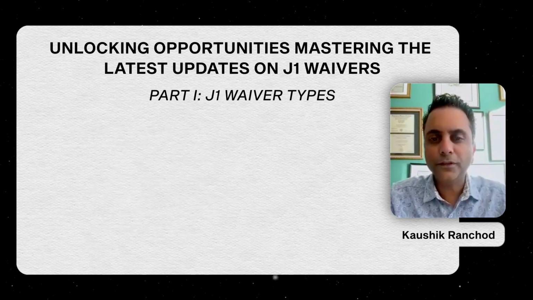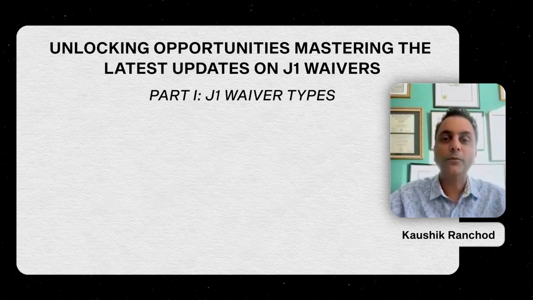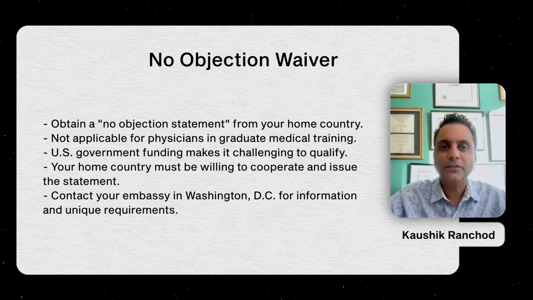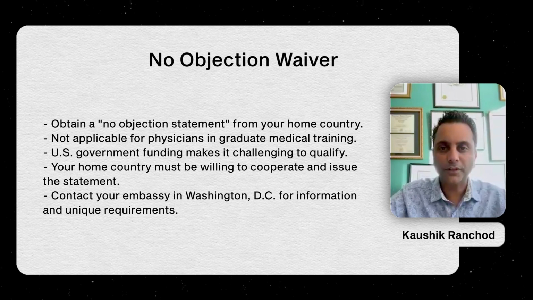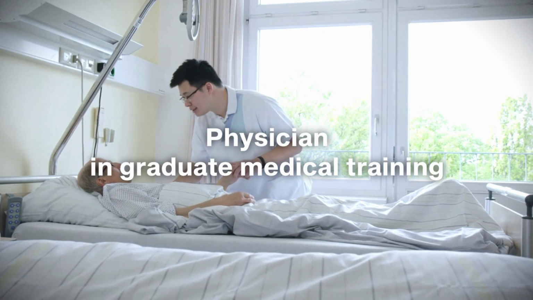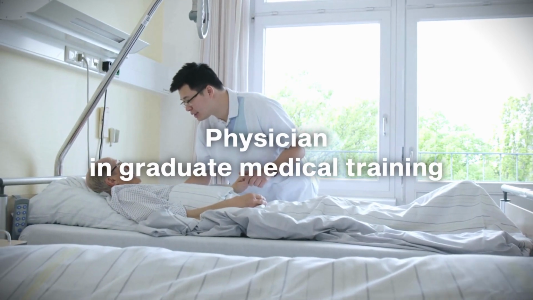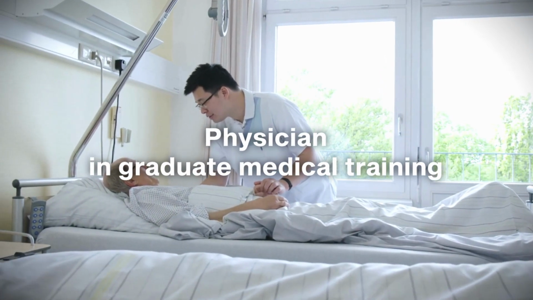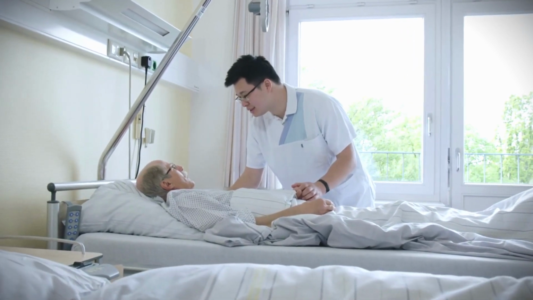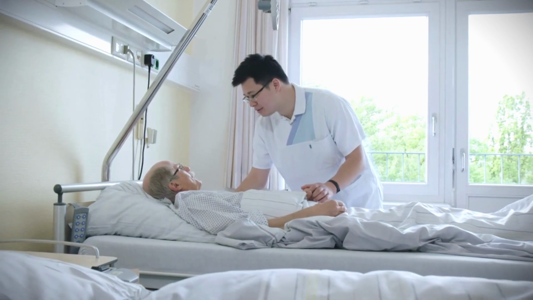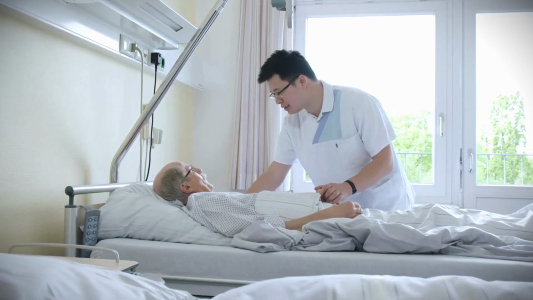So there's a few different types of J1 waivers. One of the most common ones is the no objection waiver. This is where you get a no objection statement from your home country. You apply with the Department of State. These waivers are good if, one, you're not a physician. If you're a physician in graduate medical training, you're not eligible for a no objection waiver. So sometimes we get physicians asking us, well, can I do a no objection waiver? It is a more straightforward and fast process, but the no objection waiver in that situation doesn't apply.